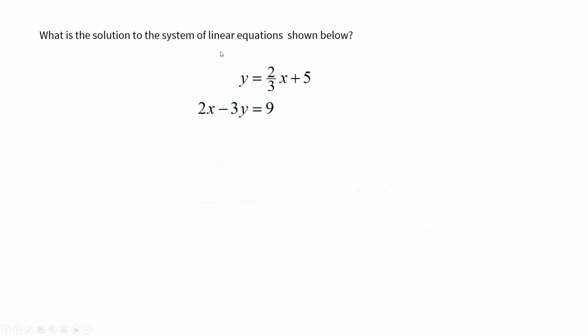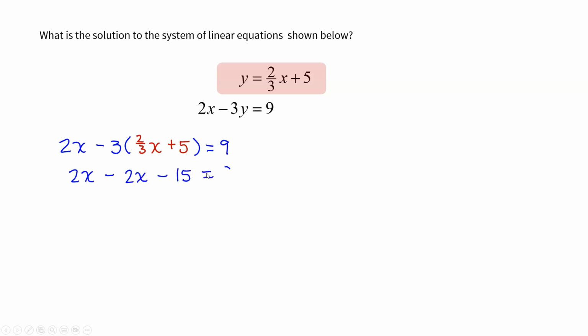For the next problem, again, you have one equation already solved for y. So again, substitution is probably a better way to go with this. So using this first equation, I'm going to substitute that in for y down here. So we have 2x minus 3 times the quantity 2/3 x plus 5 equaling 9. Distribute the negative 3, I get 2x minus 15 equals 9. And you simplify this left-hand side, 2x minus 2x cancels. It's leaving you with negative 15 equaling 9.